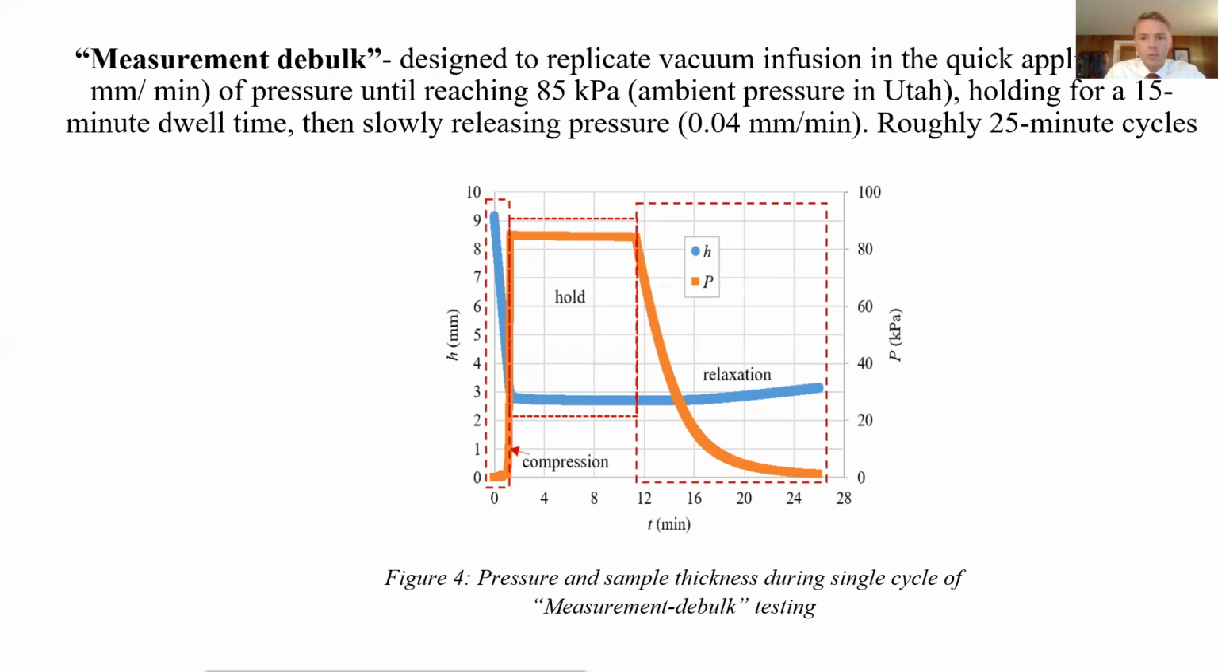Okay, last was the measurement debulk, which was designed to replicate vacuum infusion here in Utah, as it was the quick application of 85 kilopascals, and that's the ambient pressure here in Utah, holding that pressure for about a 15-minute dwell time and then very slowly releasing that pressure. This generated cycle times of about 25 minutes. And you can see the same trend on the fabric for this one, although it's a very slow one cycle.